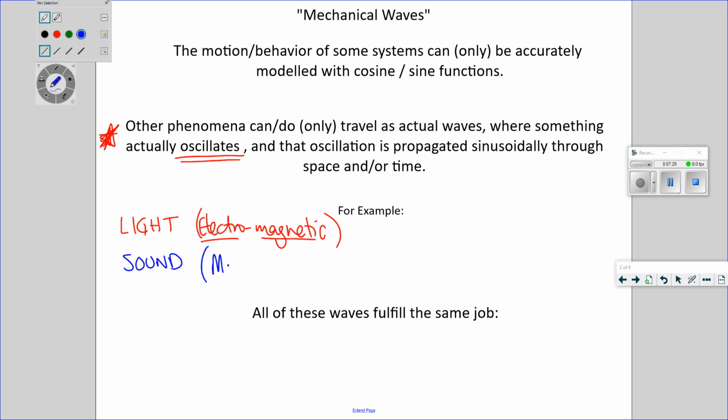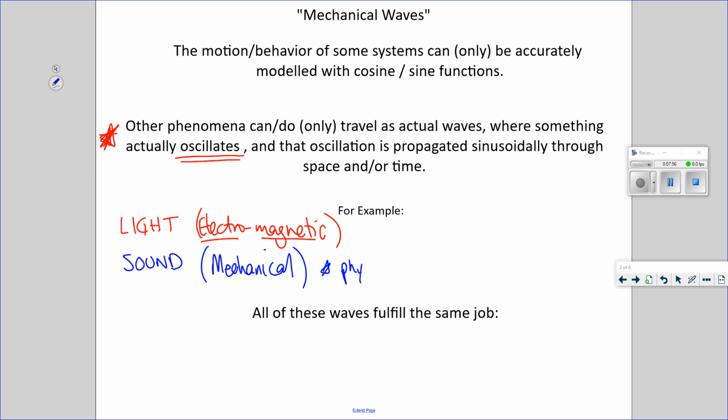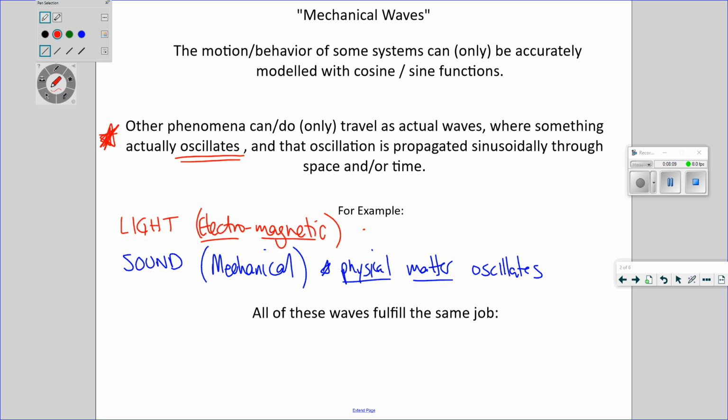All right, sound is one of what's called the mechanical waves. Yep, there's an E. Mechanical waves. Well, some physical object is oscillating somewhere, and that oscillation is transferred through or by other physical objects. So the big deal with sound and mechanical waves is that some physical matter oscillates, as opposed to, for an electromagnetic wave, a charge oscillates.